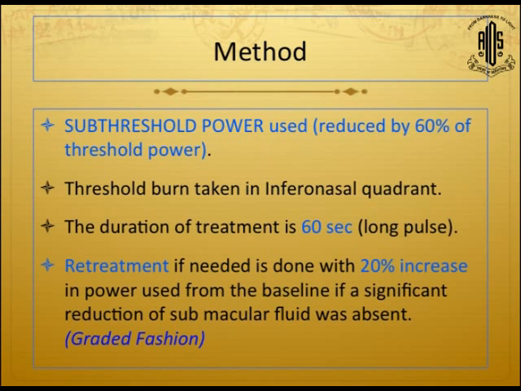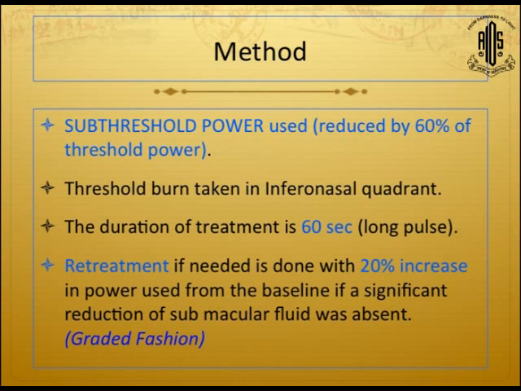Subthreshold power means we are reducing the power by 60% of the threshold power. Threshold power is what we usually see first in the inferonasal quadrant; whenever we have light graying or light blanching, or even if the patient complains, minimal blanching would be the threshold power. That is a very important step, because if we get a little more than the true threshold power and reduce it by 60%, it may not be a good committed reduction. The duration of treatment is 60 seconds, that's a long pulse, and if retreatment is needed, we increase the power by 20% from the baseline if significant reduction of the macular fluid was absent.